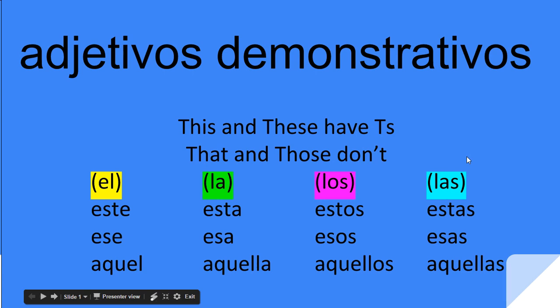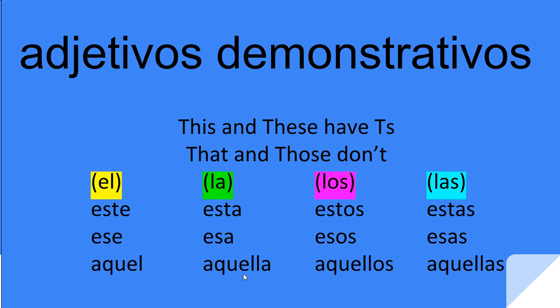Let's do an example. Casa. Casa is house. What's the word the that goes with casa? La casa. So I only have three options to choose from. If I want to say this house, I'm going to say esta casa. That house, esa casa. That house over there, aquella casa.